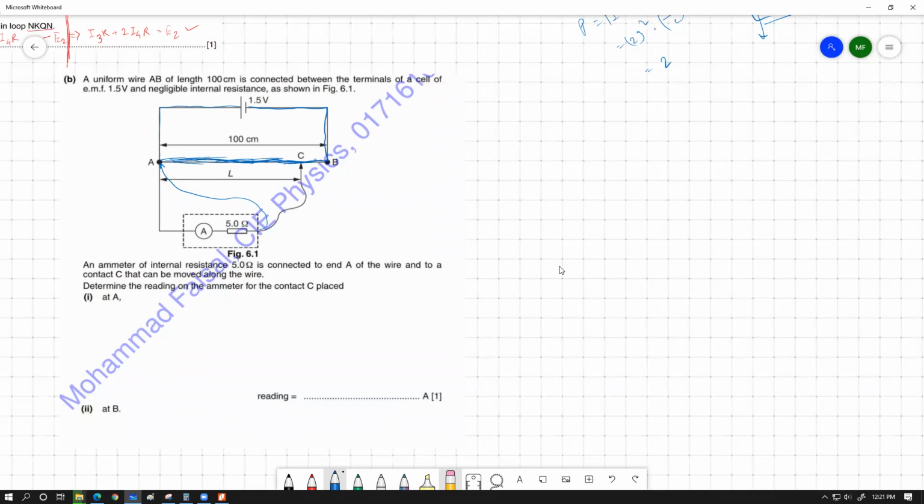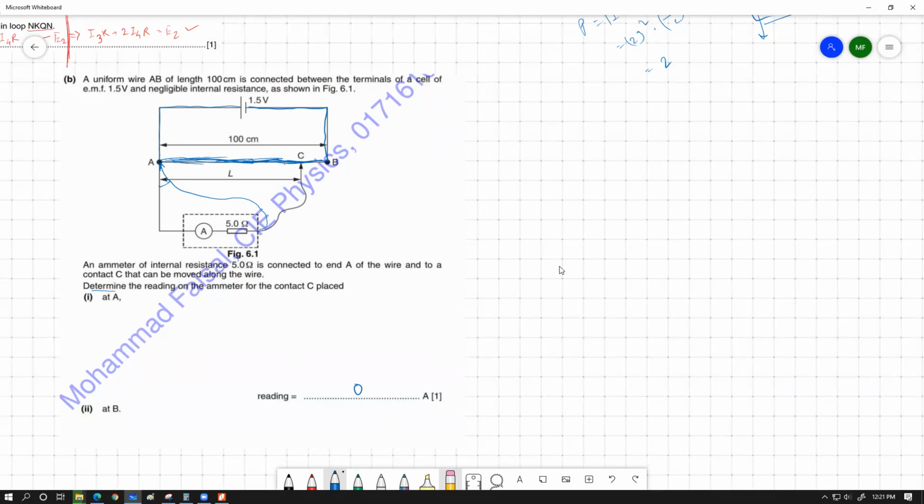Now if we connect the slider right over here, one end of the ammeter is connected over here, the other end is also connected at the same point. So what would be the voltage across these two points? 0. 0 is a correct response. So you just write 0. Determine, which means you don't have to essentially show any calculation.